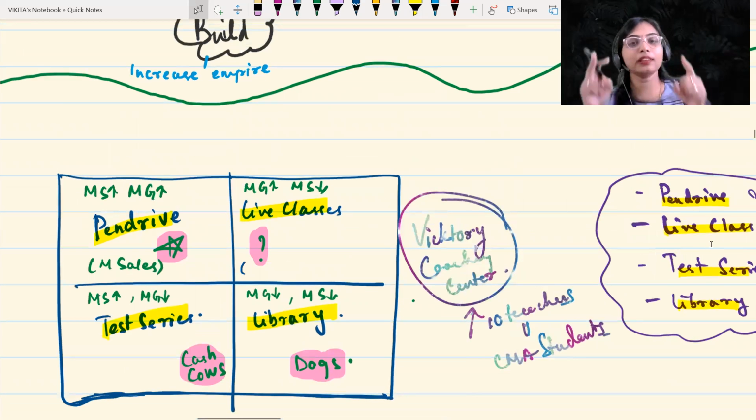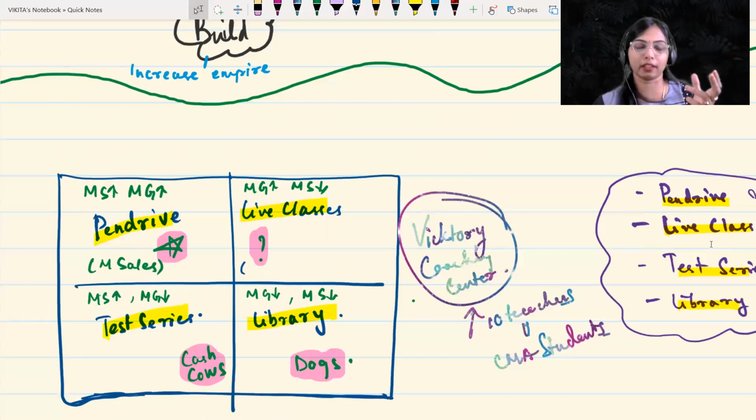Now you people think about it: if these are our products, the pen drive, live class, test series, and library, which product will be in which particular position? Will it be a star, a question mark, a cash cow, or a dog? So to make you understand, this is one example.